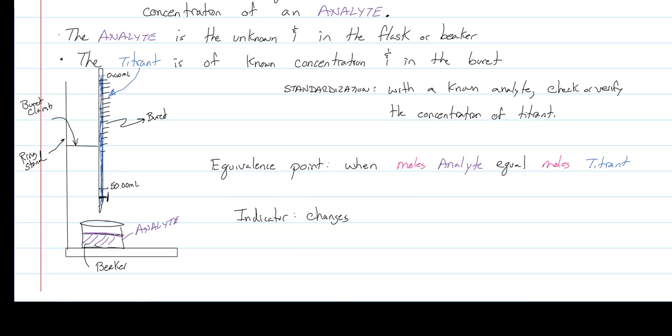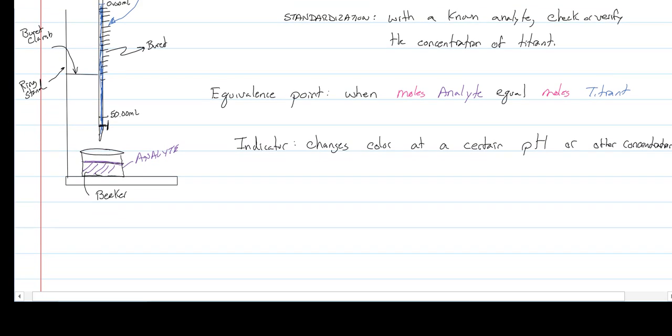It changes color at a certain pH or other, I'm just going to say other concentration. And the reason we're saying other concentration is because there's redox titrations. We actually use some in Chem 1 here at Coastal that use iodine. We go from I- to I2 with starch. That's a common one as well, and there's a clear to purple color change going on.